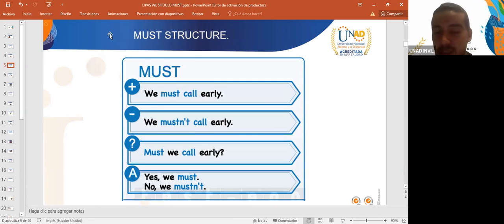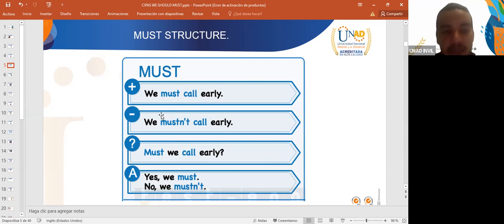Okay, so we're going to start with the affirmative structure. It goes something like this. First, we need a subject. Then we need to use the modal verb that we have started so far, which is must. Then I need to use a different verb. And finally, a complement if necessary, only if necessary. Sometimes you don't need it.